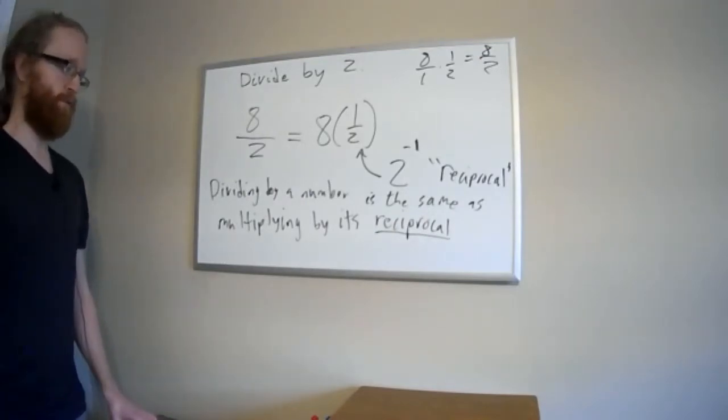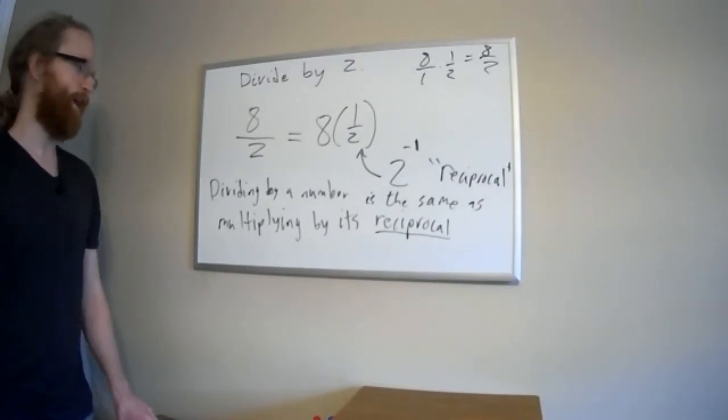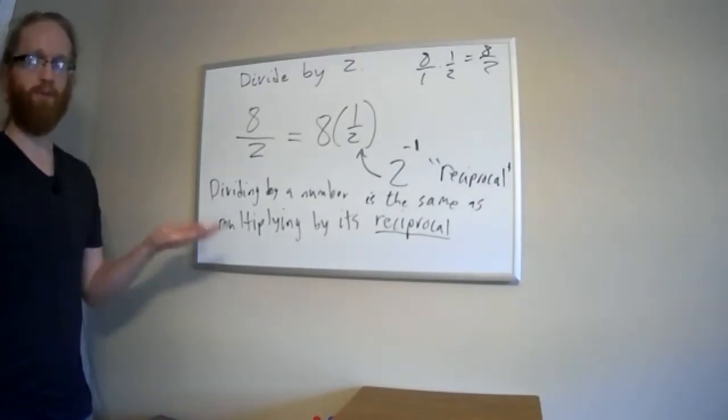The only number that doesn't have a reciprocal is 0, because I can't divide by 0. So I can't multiply by 0's reciprocal. It just doesn't have one. That's undefined.